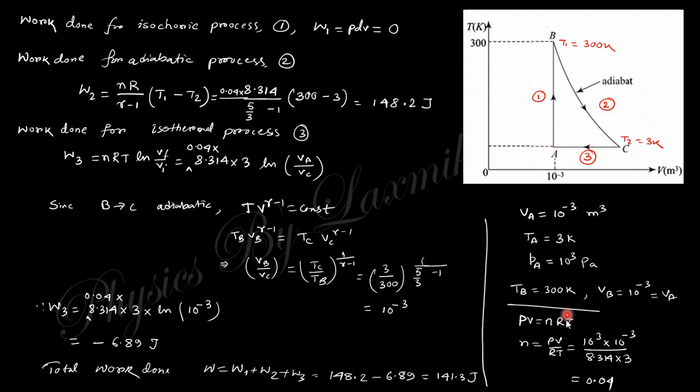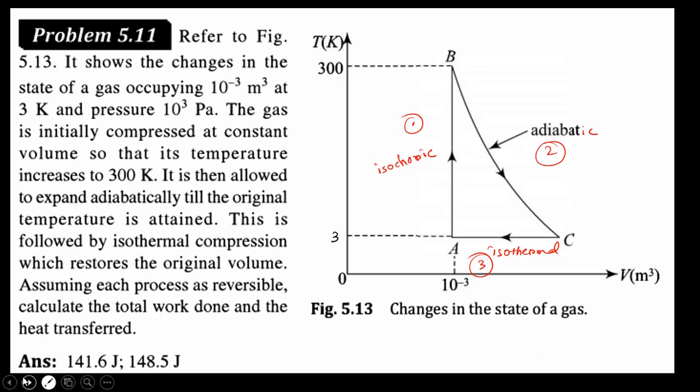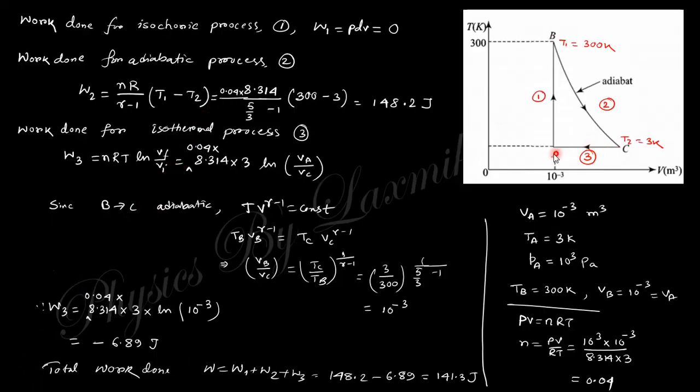Using these values you can get n as 0.04, that is 1 by 25. So 0.04 n, R is 8.314, gamma is 5 by 2, taken as 5 by 2 for this one, monoatomic. Okay, and for BC this is adiabatic process, so you can easily find out this relation if you put this value VA by VC, which is VB by VC, like that. So the total work done is the addition of these three things, 141.30.